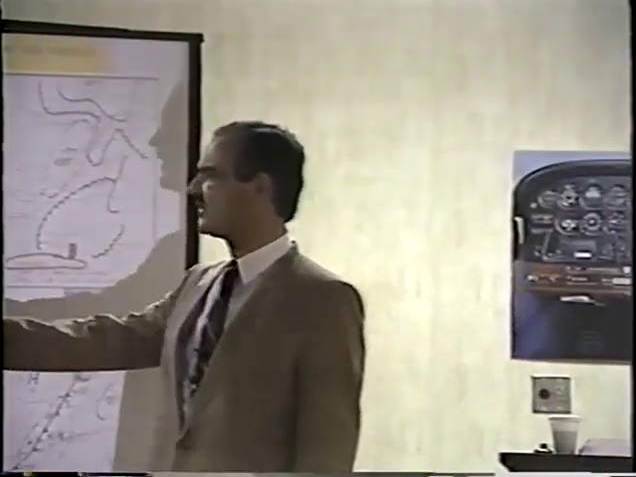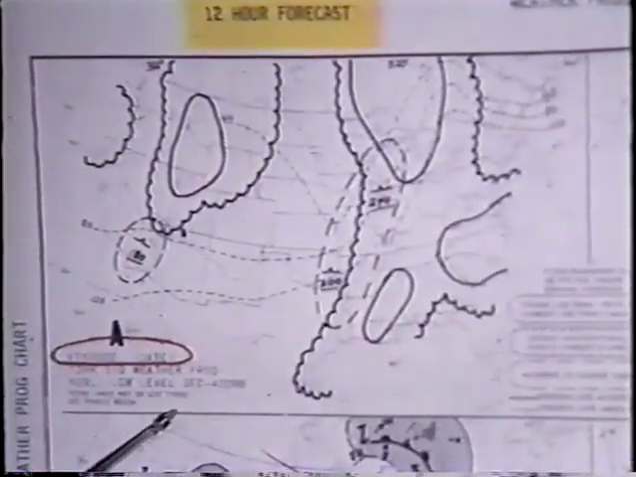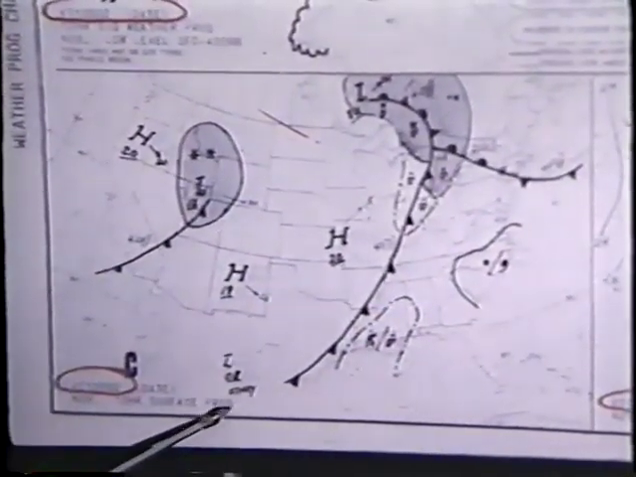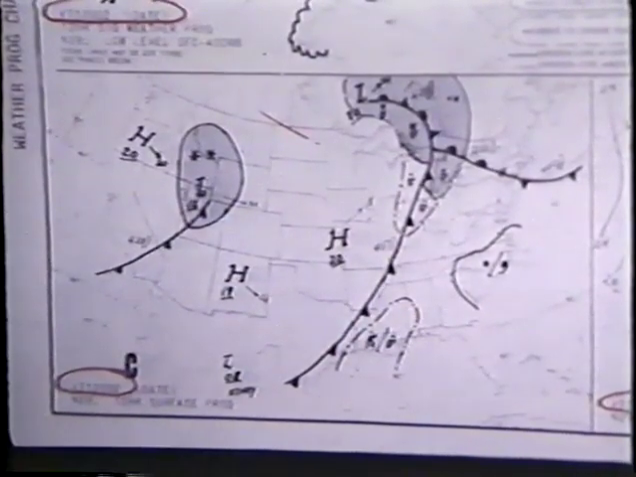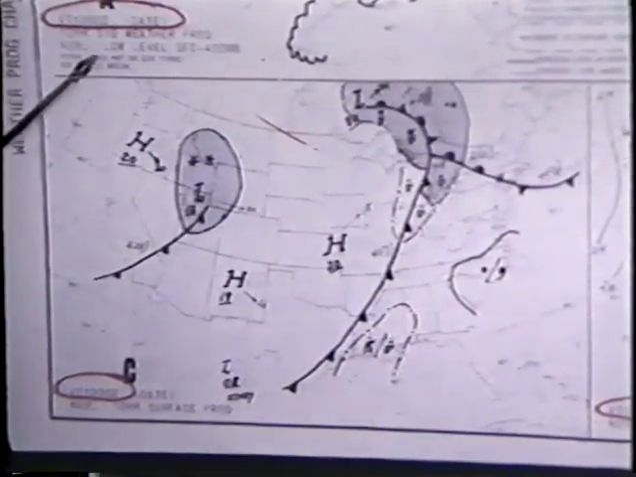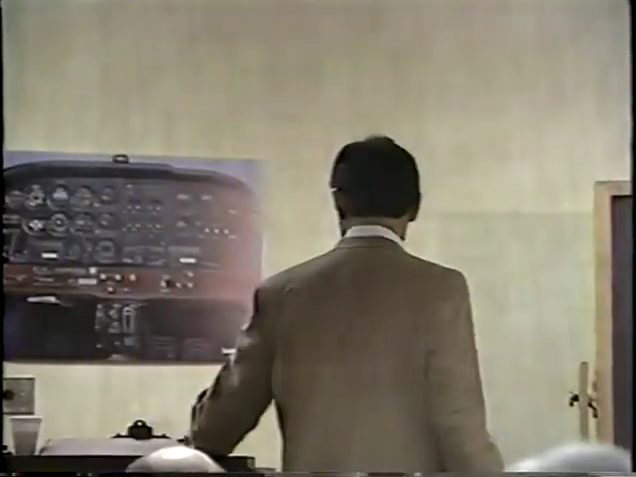Now, I'd also like you to notice that chart alpha is a low level. It says surface to 400 millibar. But notice that chart Charlie says that that is a surface prog. This is a prediction for only the surface. Well, what do I mean when I say that chart alpha is low level, surface to 400 millibar? All right, let me explain that to you. Take a look over here, class.